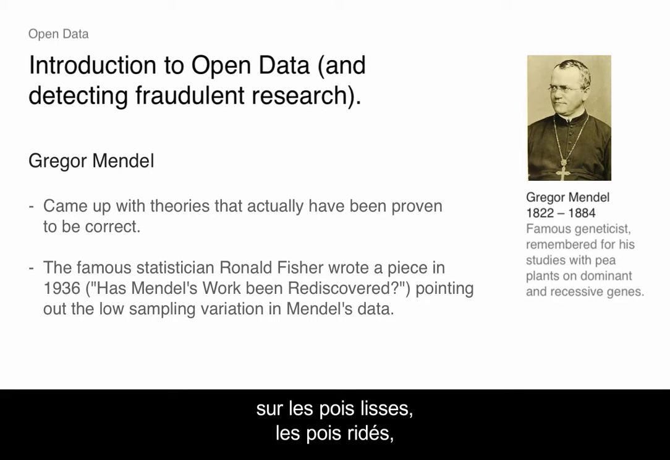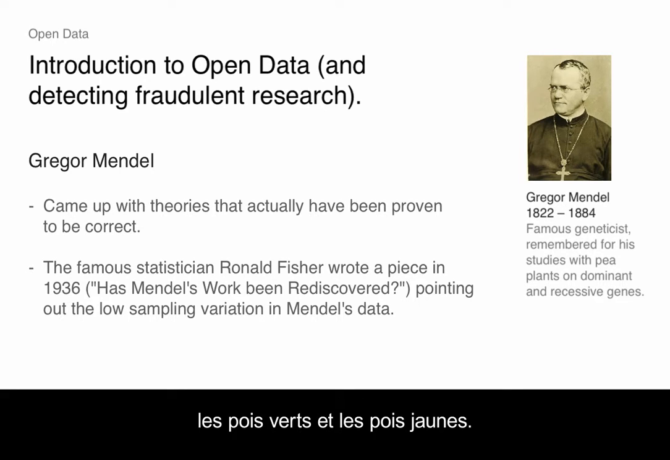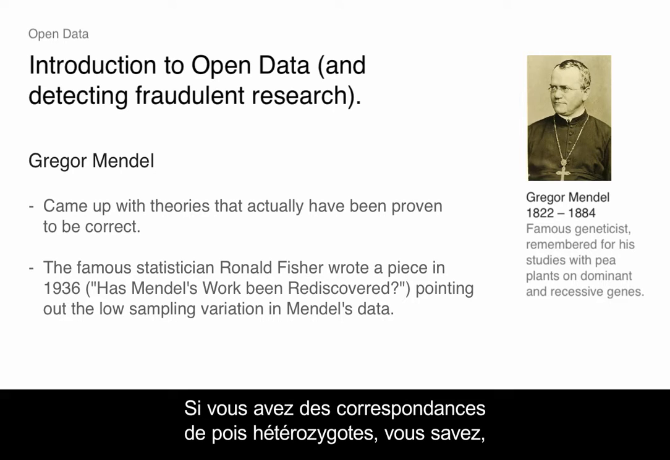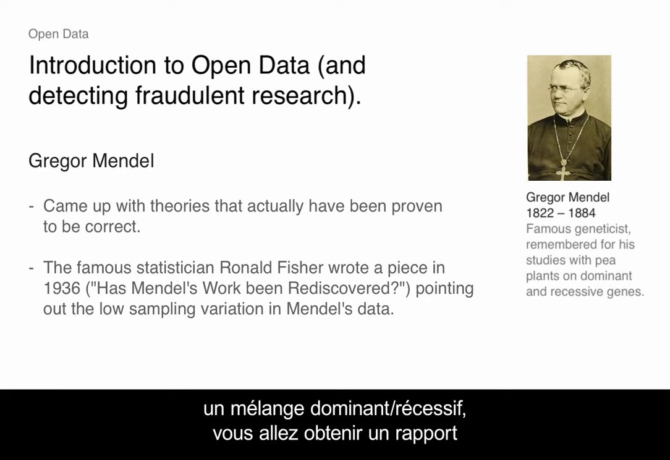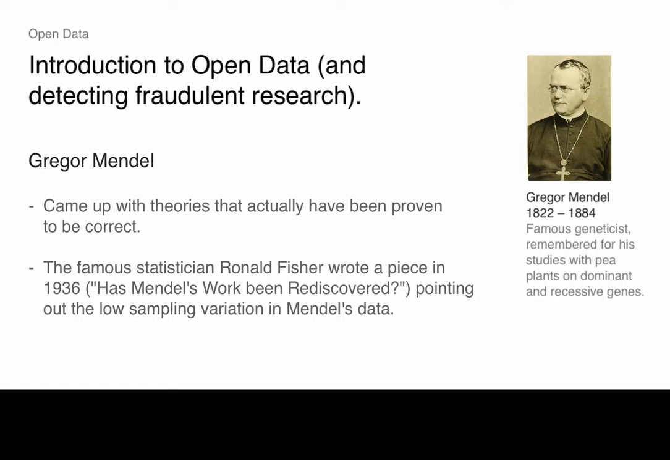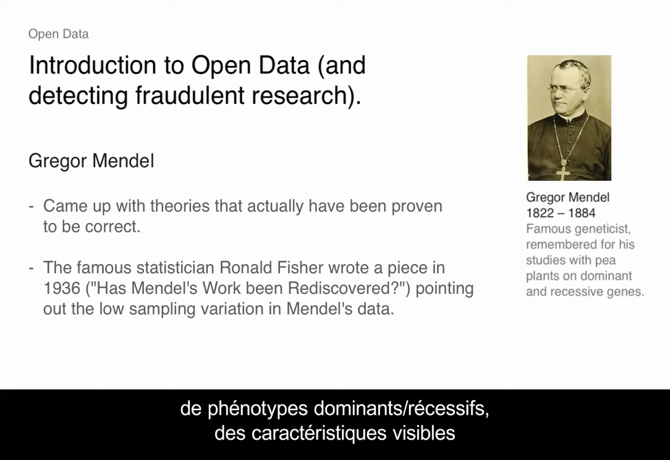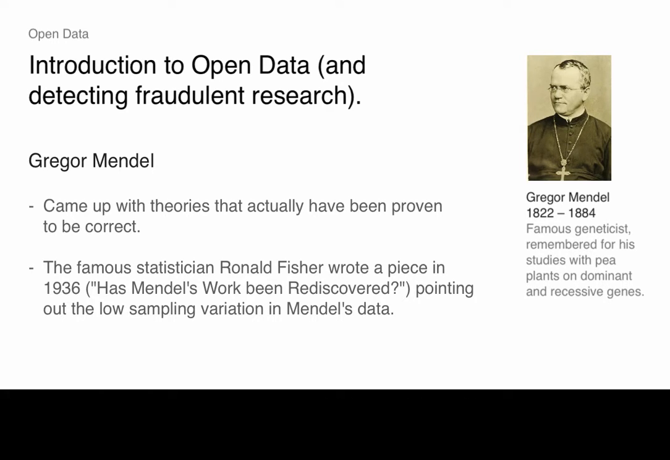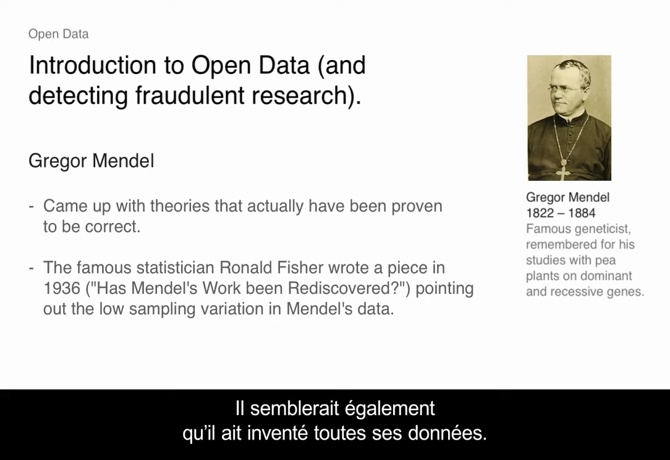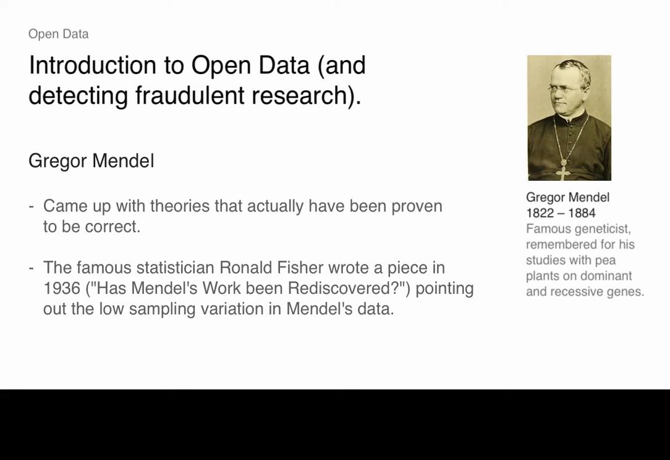About like the smooth peas and the wrinkly peas and the green peas and the yellow peas. And in fact, if you have this sort of heterozygous matches of peas, dominant recessive mix, you're going to get a ratio of dominant to recessive phenotypes, visible characteristics, in the next generation of 3 to 1. Okay, so that turns out to be true in the data. So it's kind of amazing. He was a great genetic theorist. He also made up, it seems, all of his data.